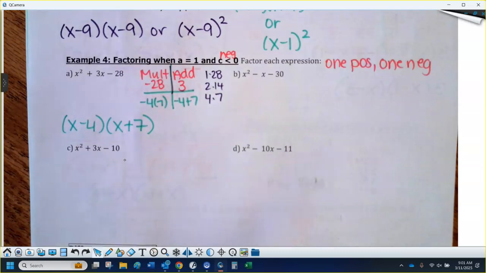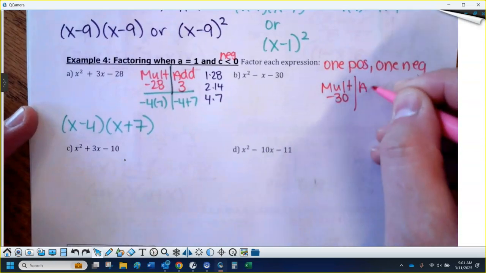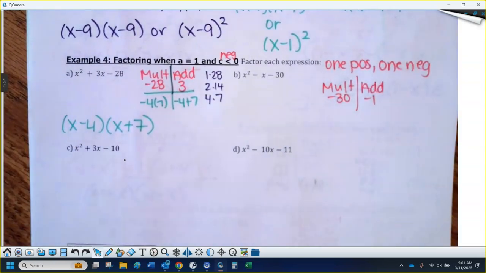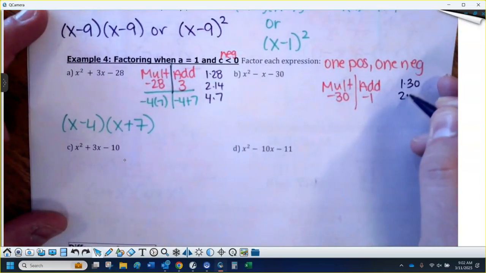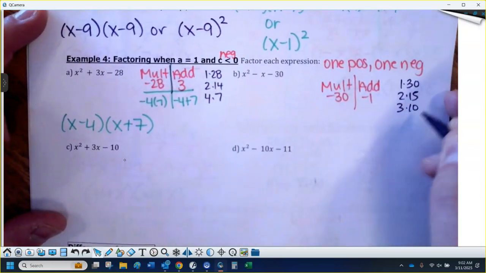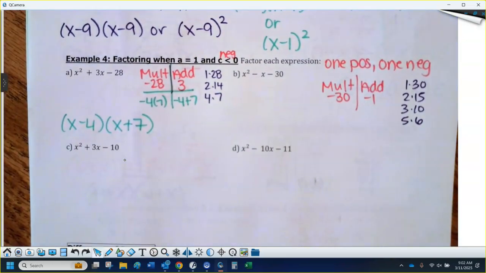All right, for this one I have to multiply to get negative 30 and add to get, I just have a negative x, so that would be negative 1. Let me think of factors. 30 has a bunch of factors: 1 and 30, 2 and 15, 3 and 10, 5 and 6. How can we get a combination that would multiply to get negative 30 and add up to negative 1?